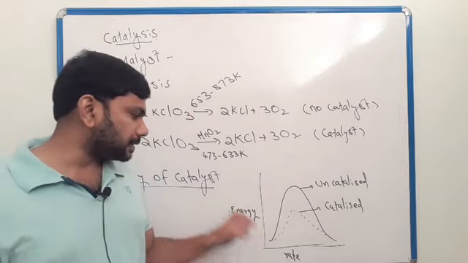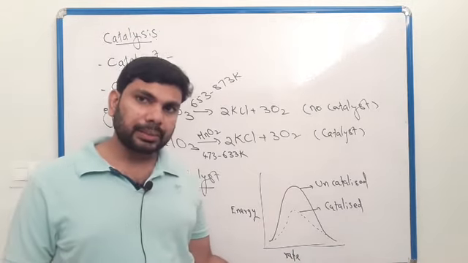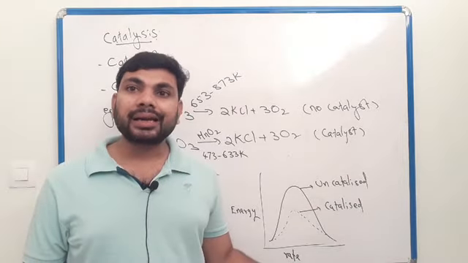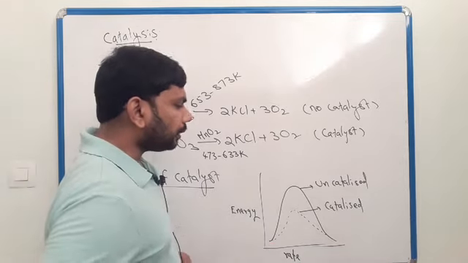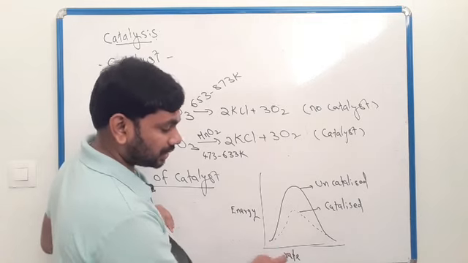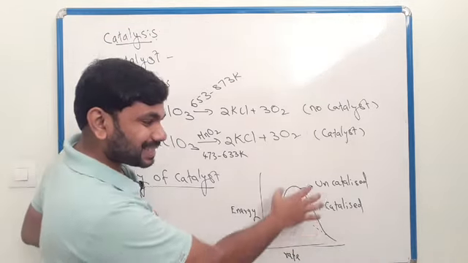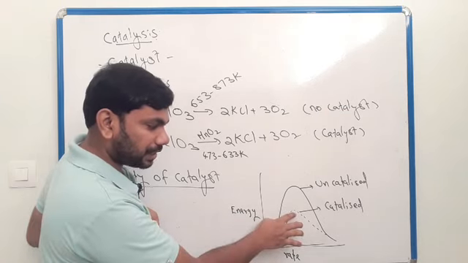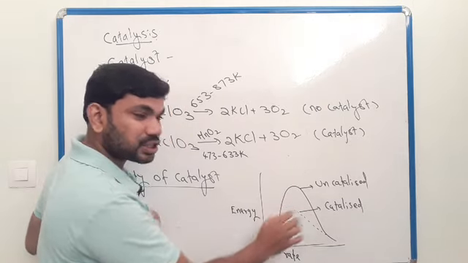Look at this graphical representation of energy against the progress of a chemical reaction. Energy is plotted on the y-axis and the reaction on the x-axis. The first one is the uncatalyzed reaction. The second one is the chemical reaction taking place in the presence of a catalyst. In the presence of a catalyst it needs less energy. This is the energy barrier. So the reactant changes to product with a lower energy barrier in the presence of a catalyst.